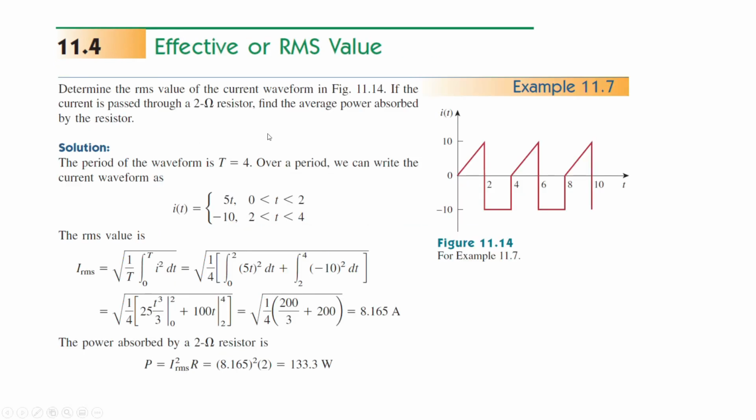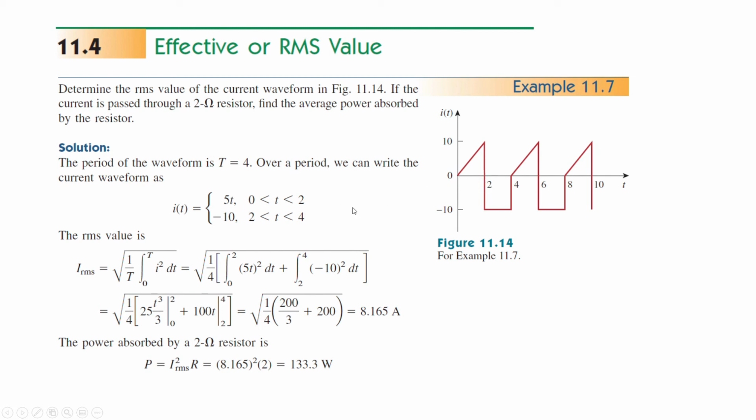So in this particular example, we need to determine the RMS value of the current waveform in figure 11.14. So this is the current, and in order to be able to find its RMS value, we first need to write it in mathematical form. So as you can see, this is a ramp function, and so its slope is 5, because 10 minus 0 divided by 2 minus 0 is 5.